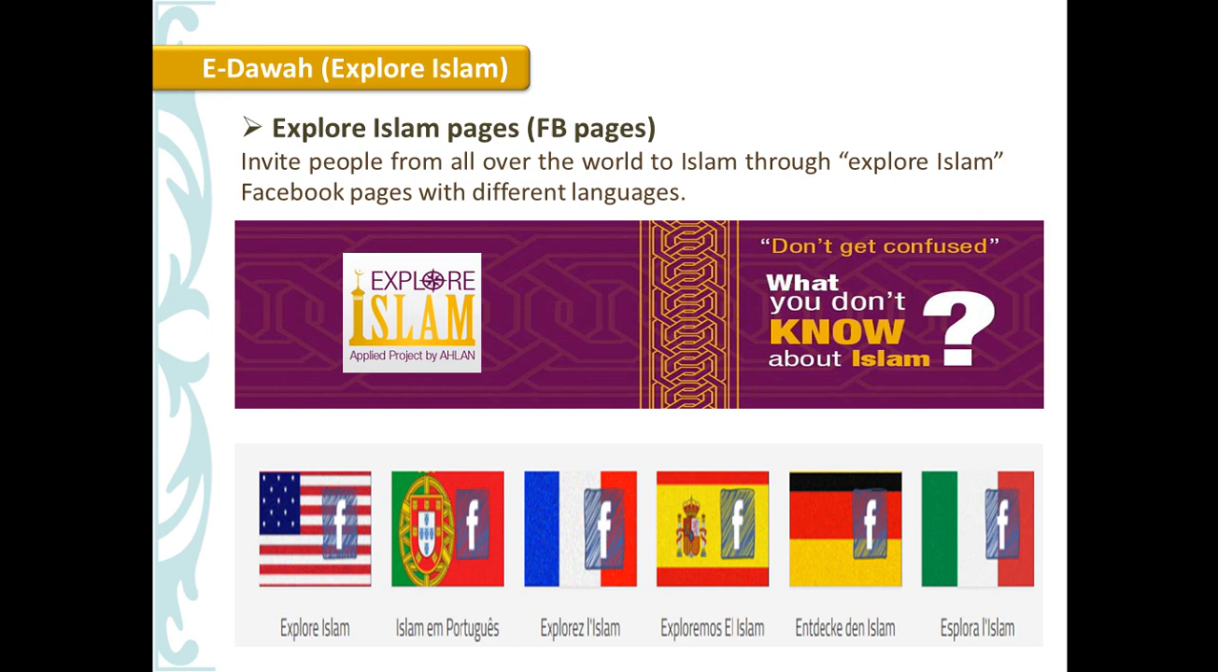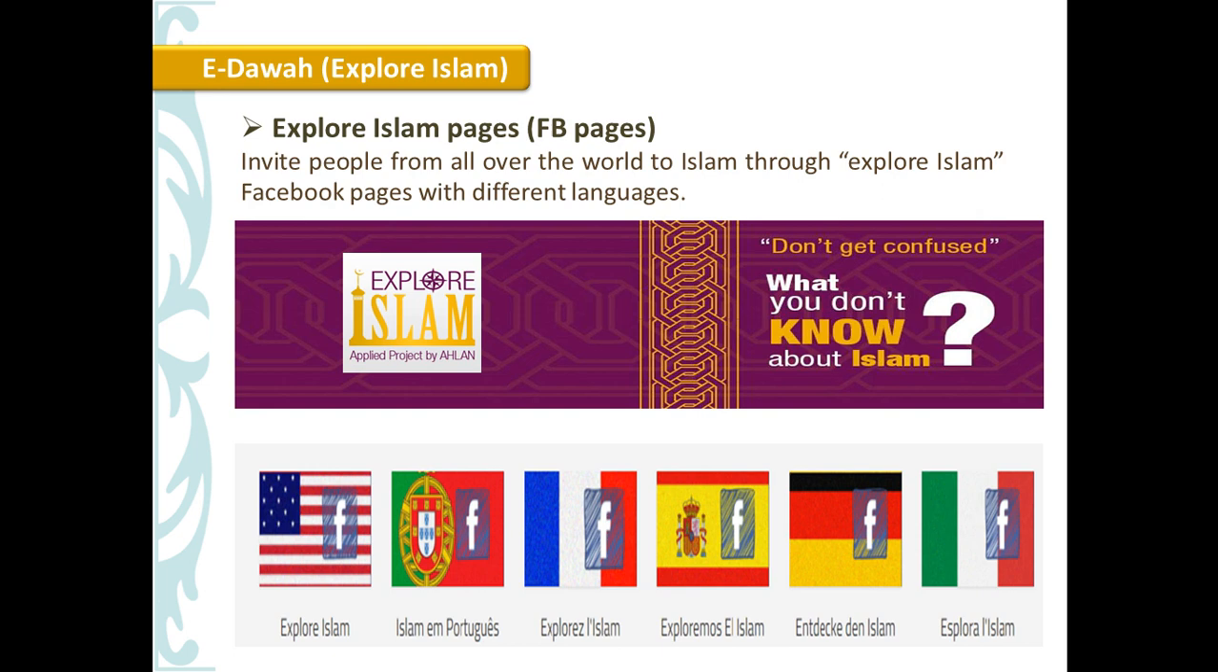So we have Explore Islam pages. Explore Islam is an applied project by Ahlan to invite people from all over the world to Islam through Explore Islam Facebook pages in different languages. We have English, Portuguese, Spanish, German, and French. The main page, of course, is the English one, and we can consider the second page to be the Portuguese one.